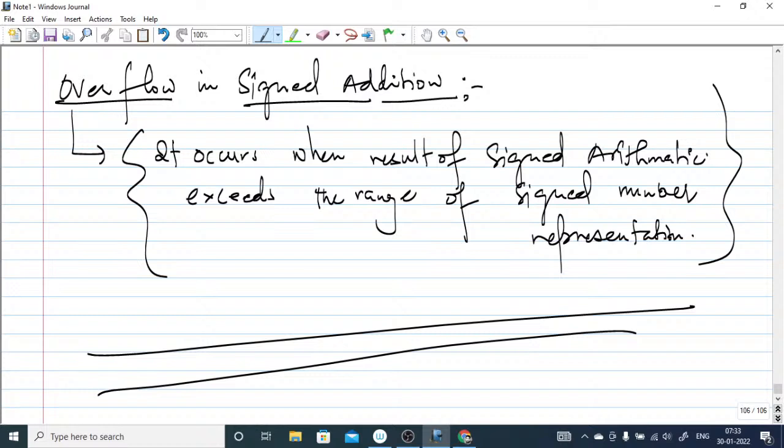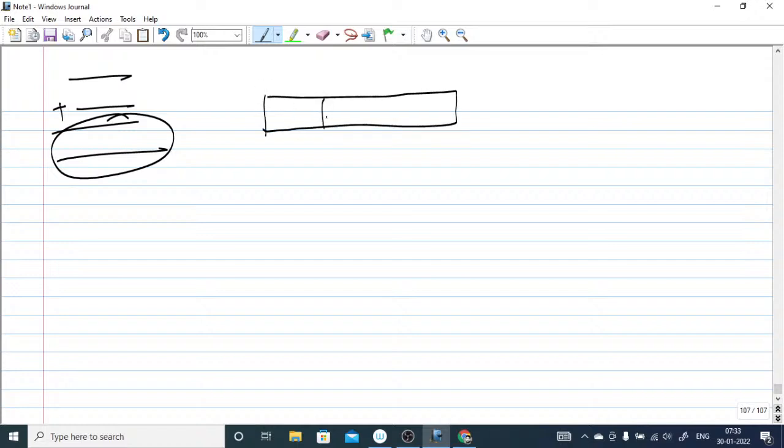So what is the method to find overflow in signed addition? I'm going to give you the methods. Suppose you are adding two numbers, and if the result exceeds the range of signed representation, then you can say there will be overflow. So when you add two numbers, you will get an internal carry, C in, and one carry will be there, that is C out, after adding the MSB as well. This is the sign bit basically.